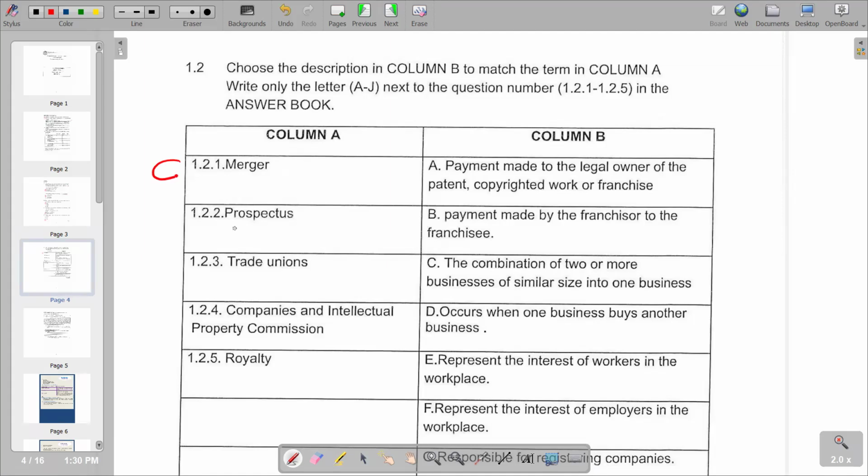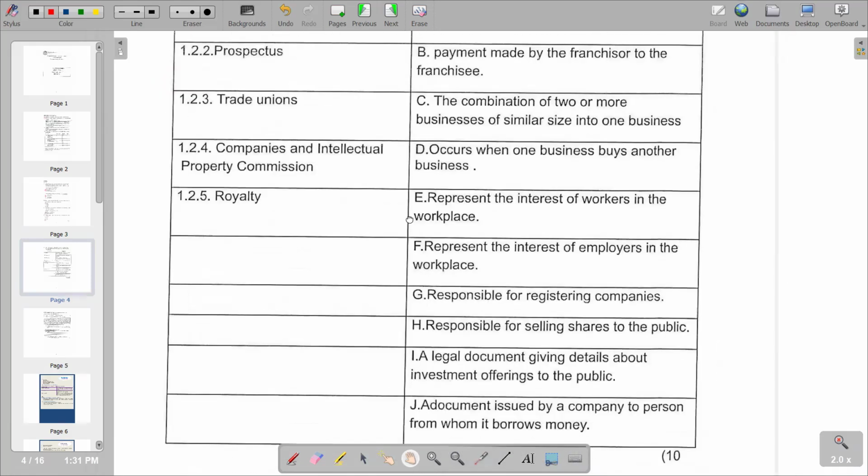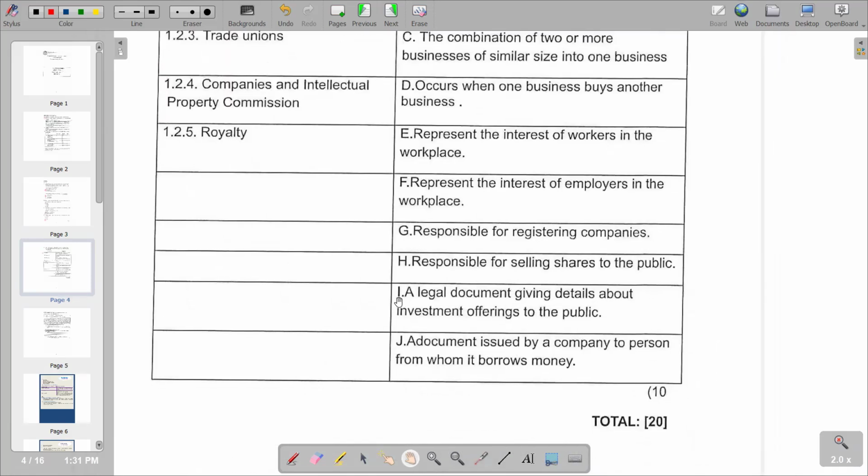So moving on to 1.2.2, prospectus. Basically, a prospectus is a document prepared for an issue containing all the information about a public offering of securities. So we try to see which explanation is within that context in column B. If you go down, you see that we have I, which is a legal document giving details about investment offerings to the public. So we have I as the correct response.